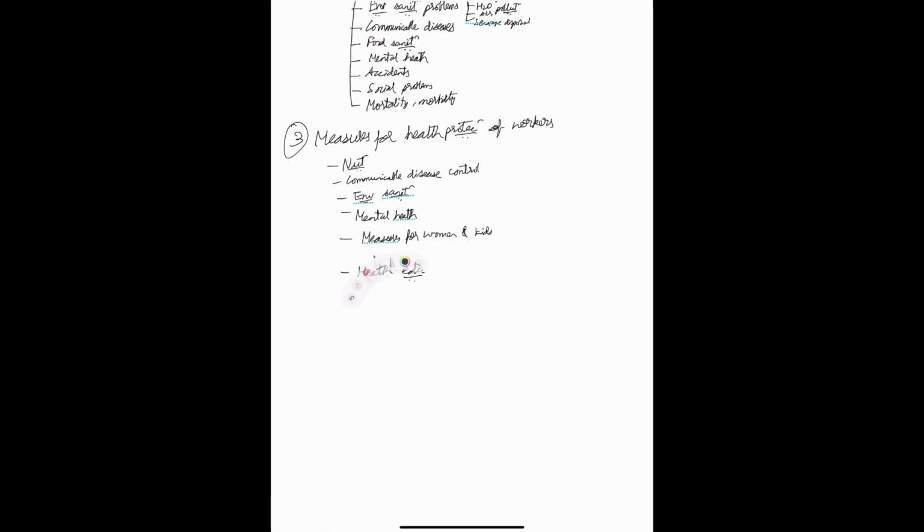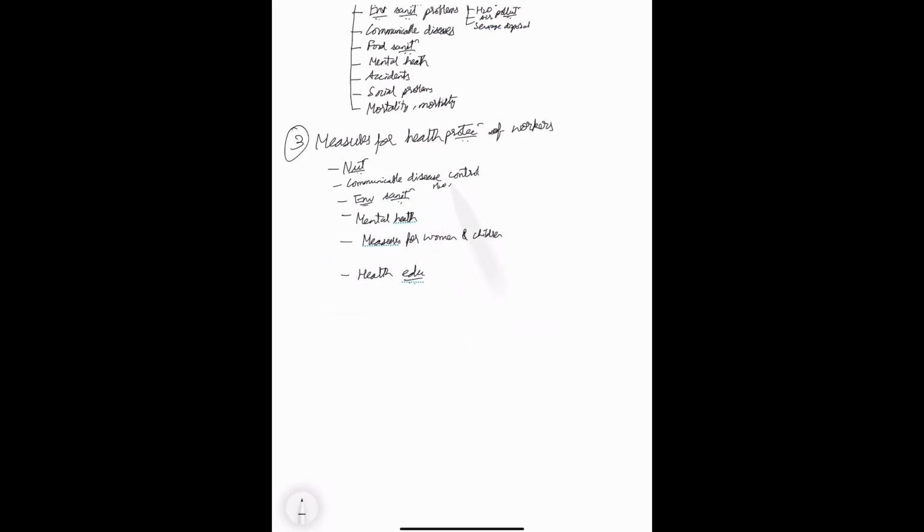We all saw the various methods in which workers can get harmed in an occupation. So now, we are moving forward. We discuss what are the measures for health protection of workers. Firstly, we have measures like ensuring adequate nutrition, then the control of communicable diseases, adequate environmental sanitation, ensuring mental health care, measures for women and children, what are the requirements and what are the various measures you can take, health education, and of course, lastly, family planning.